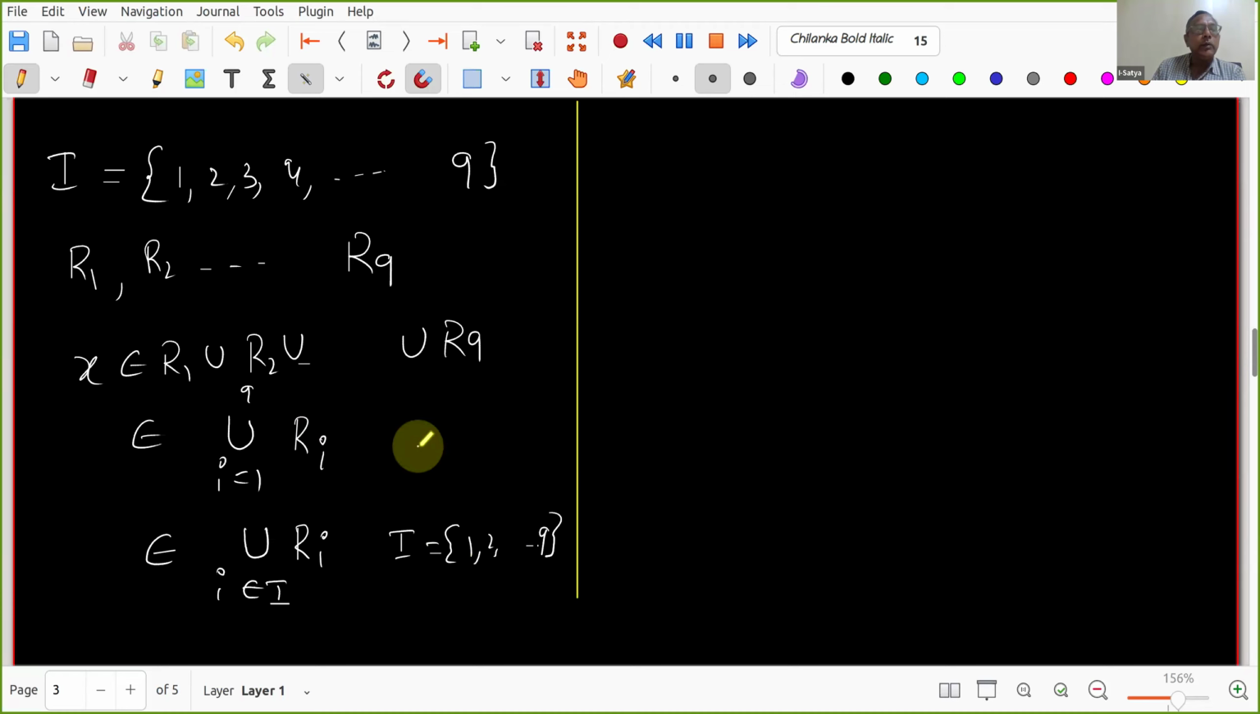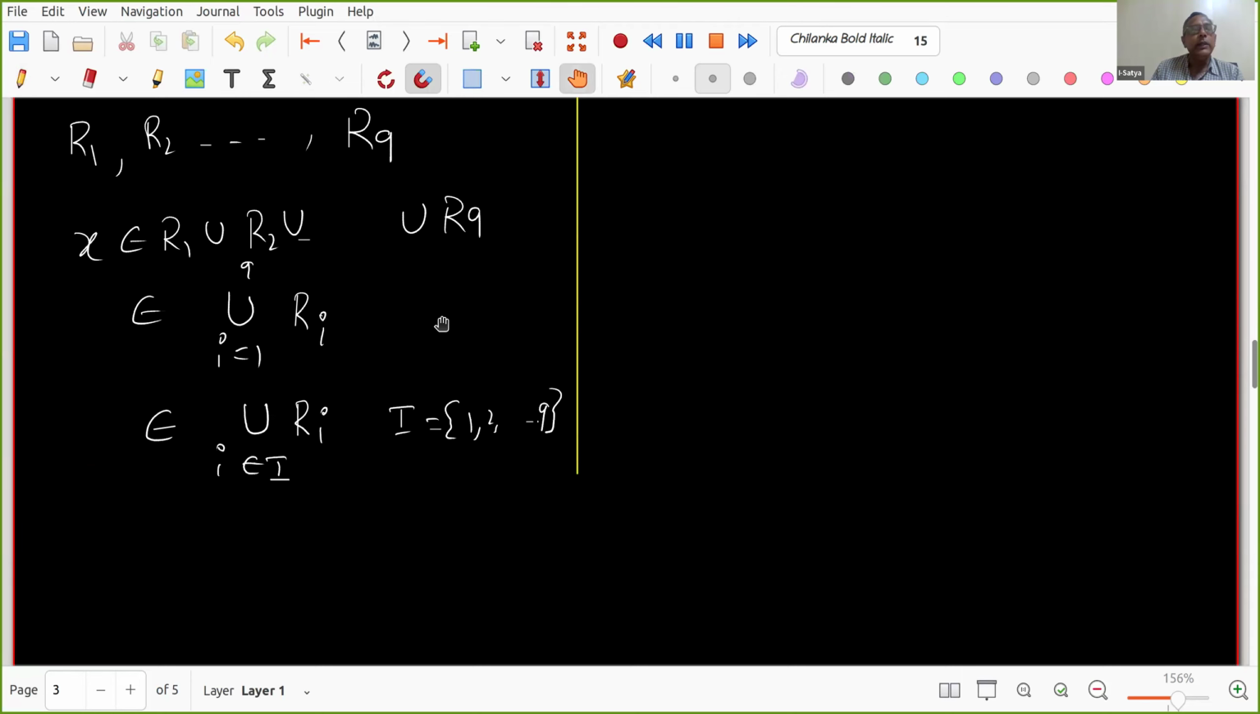Are you clear about what I am writing here till now in white color? Can you tick yes? Be quick, this is simple. 1, 2, 3, up to 9; R1, R2, up to R9. And x belongs to R1 union R2 union R9 can be written as union over i equal to 1 to 9 of Ri, or simply union of Ri, i belongs to I, where I is 1 to 9. Okay, you are clear. Good, nice.